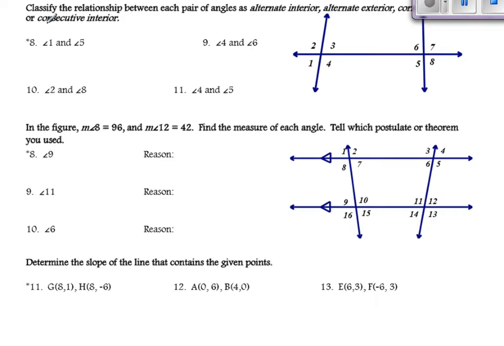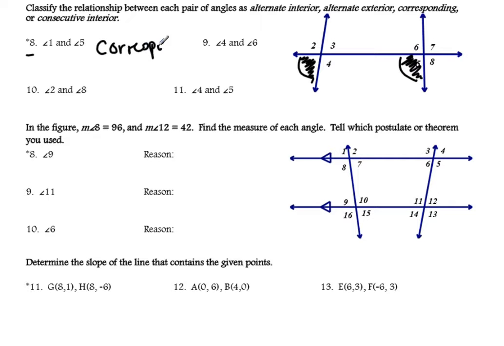Okay, number 8 says to classify the relationship between each pair of angles as alternate interior, alternate exterior, corresponding, or consecutive interior. So angle 1 and 5. Well, once again, just like problem number 1, you have the bottom left corner, they're in corresponding positions. So these are corresponding angles.